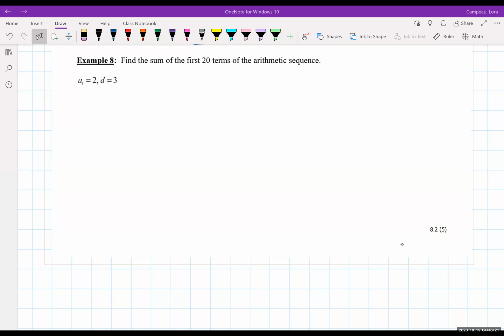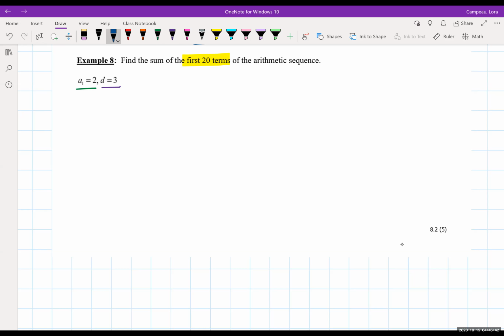Okay, so we have another partial sum problem. Here they want us to find the sum of the first 20 terms of an arithmetic sequence where a sub 1 is given as 2 and the common difference is given as 3. So this is really nice, actually.